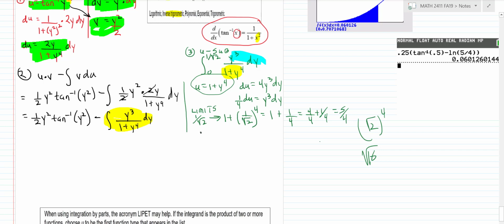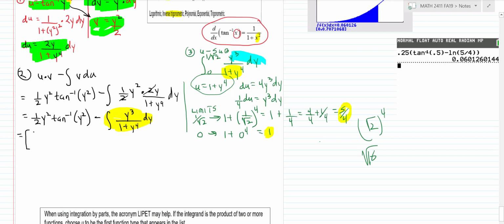Okay, then I'm going to change the other limit. 0 is the lower limit. Again, plug into the u sub, so that's 1 plus 0 to the fourth. So that's equal to 1. So these would be the new limits of integration. Now what I'm going to do is go back to the original problem and show you how you could do this now.